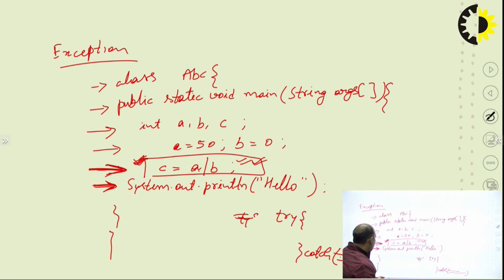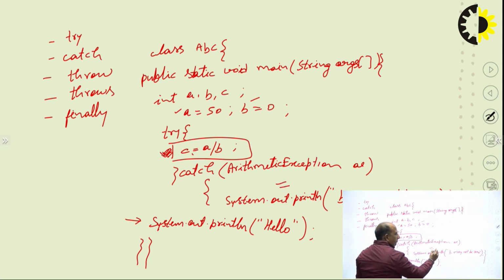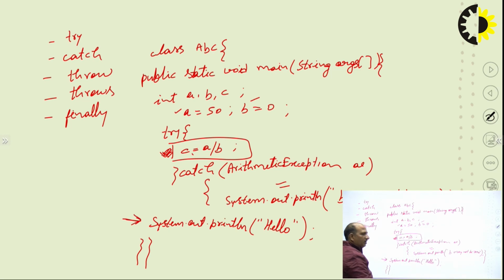But when you handle it like this, if this situation arises, this task will be performed and the error will be told to the user, and after that your rest of the code will execute fine. This way, by applying a try and catch block, you can handle the abnormal situation in your piece of code, and whenever that abnormal situation arises, your code will still execute smoothly.